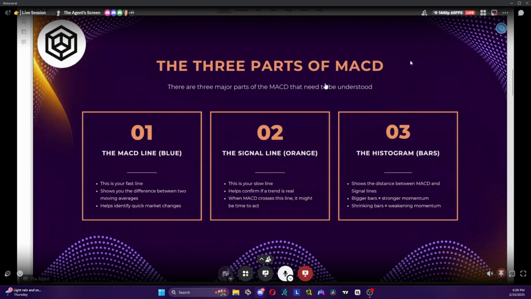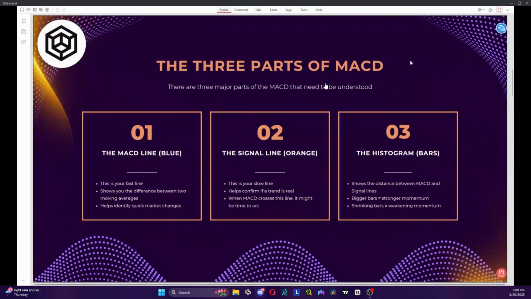Number one, you have the MACD line, which is a blue line. This is what's known as the fast line, right? You've got to remember, there's always going to be two lines. You're going to have an orange and a blue line. So think of the MACD line always as your fast moving line. It shows the difference between two moving averages, okay? And it helps identify quick market changes. We'll show you an example of what that is later on.